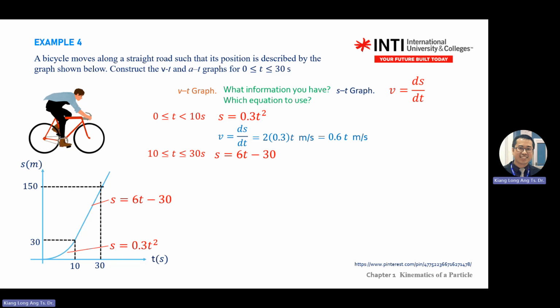Do you know the value of v at this point? You have the time here, right? So you use this equation, 0.6 multiplied by 10. This one will be 6. Of course, you need to remember to write the units, meter per second.